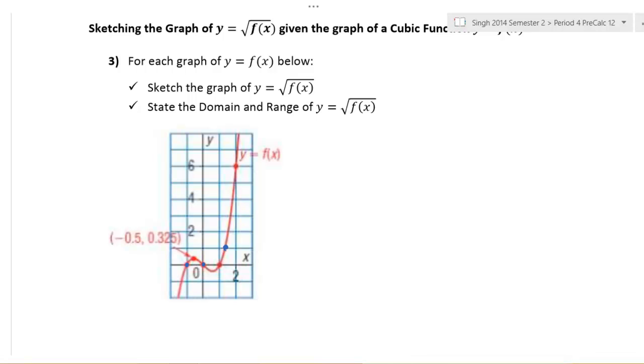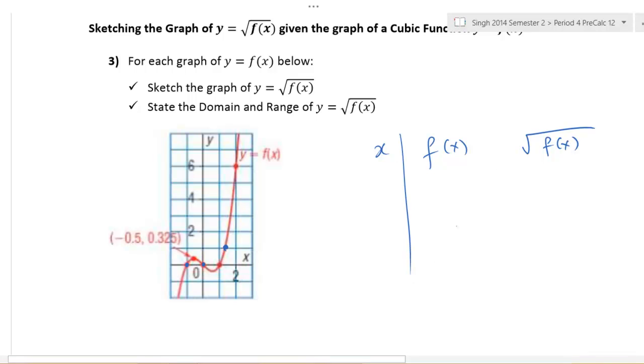Next step is I want to pick some key values, so I'll make a table of values: x, f of x, square root of f of x. Some of the key points I'll pick are basically the ones given to me. I know when x is -0.5, f of x is 0.325. When x is 2, f of x is 6. And I think those 2 points should be enough to give me an indication. Actually, I missed an invariant point. I also have an invariant point over here. There's another 0 over there. Okay, so invariant points are done.